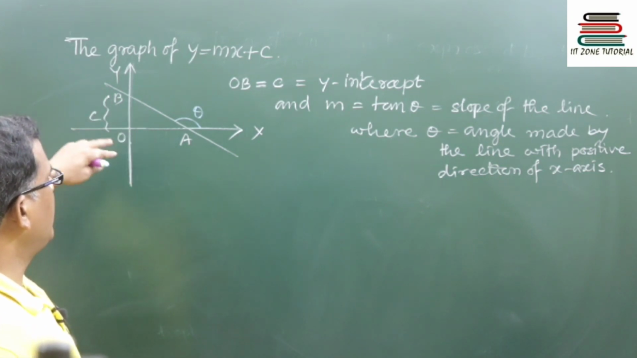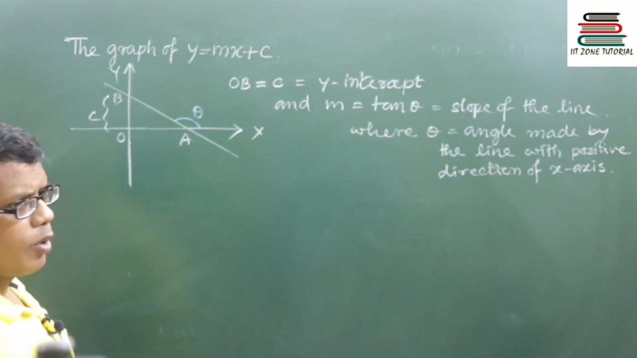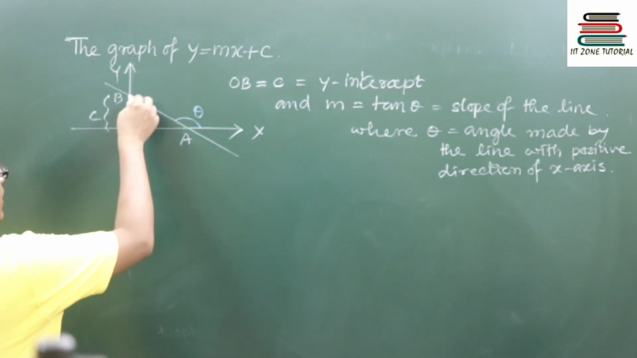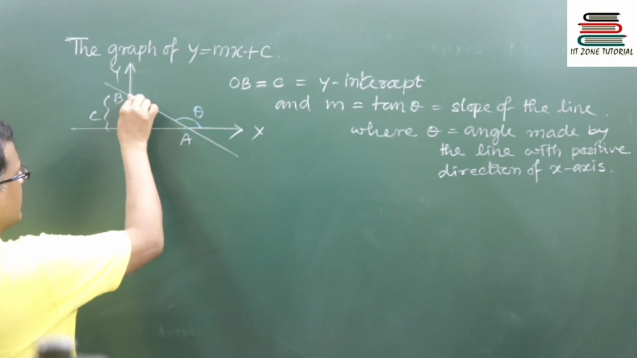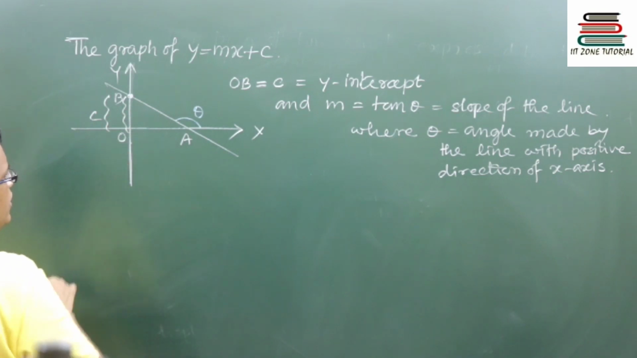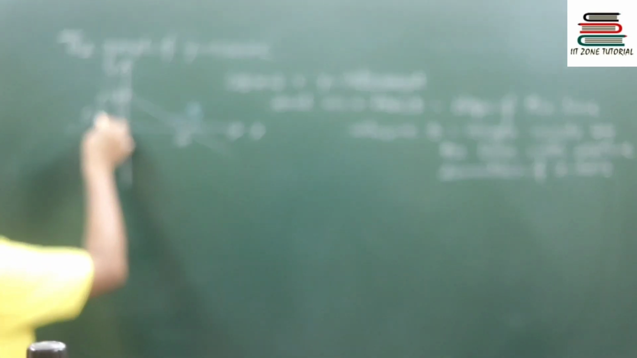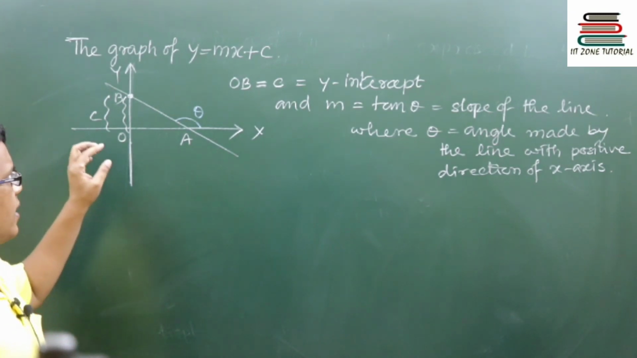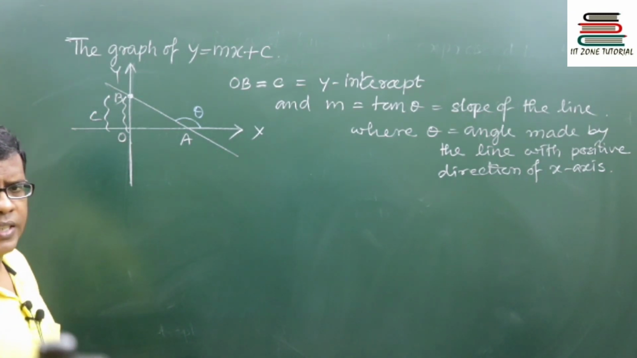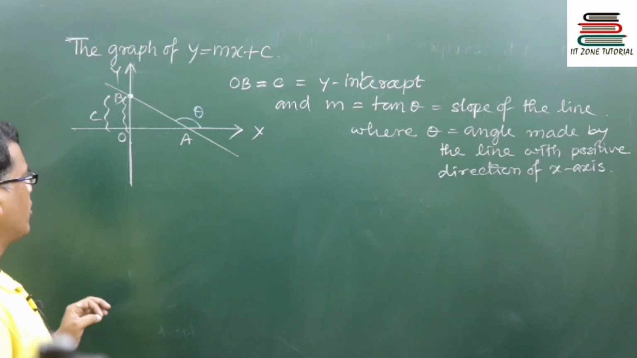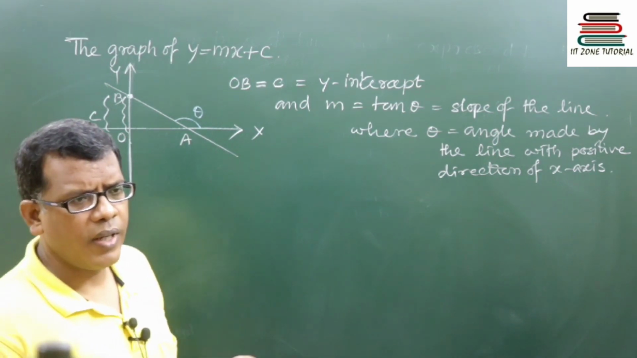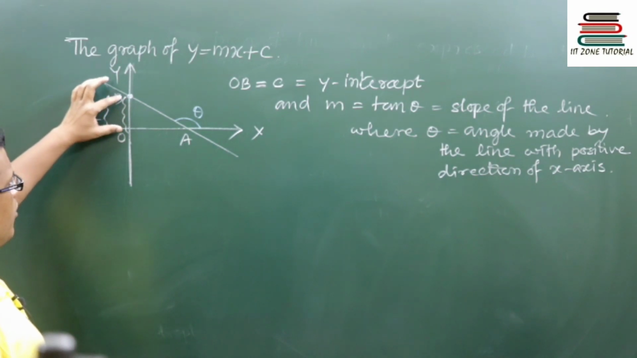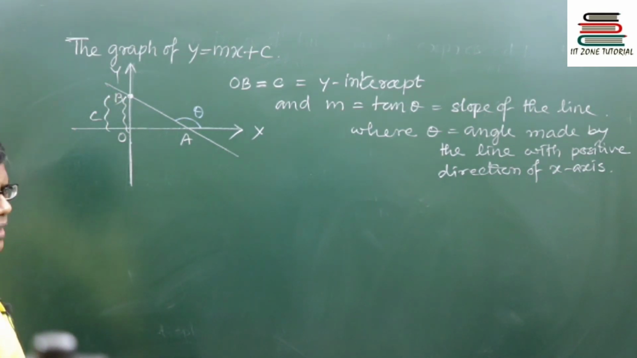So whenever the line makes a positive intercept on the y axis, the y intercept means the line where it cuts the y axis, the distance of that point from the origin. That's why I am writing this part as c. The line where it cuts the y axis, how far is that point from the origin? The line is cutting the y axis at B, so the position of B from the origin will be the y intercept.